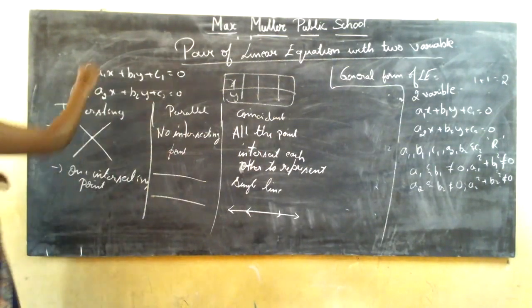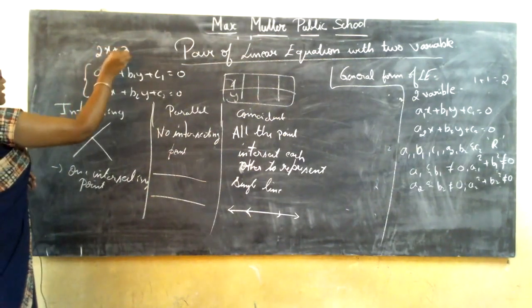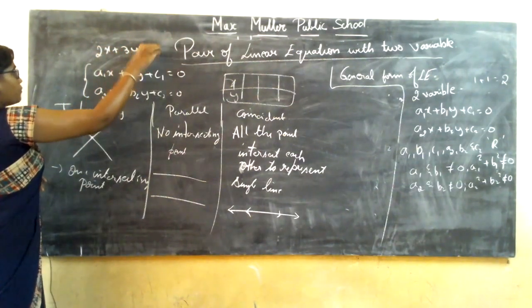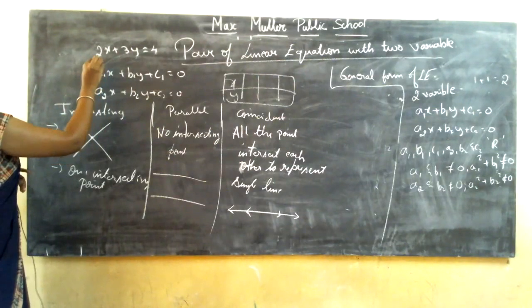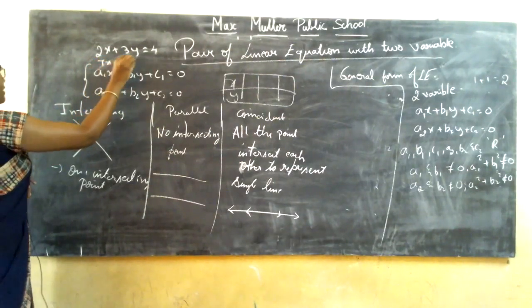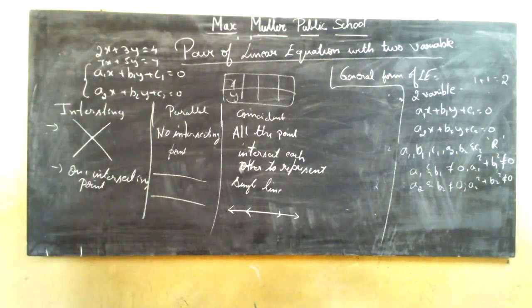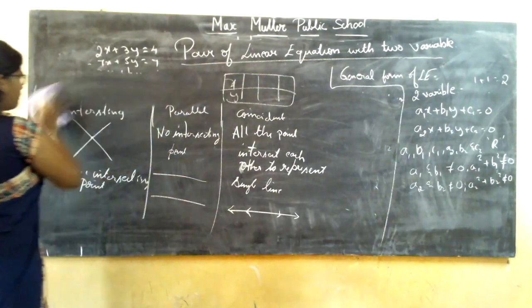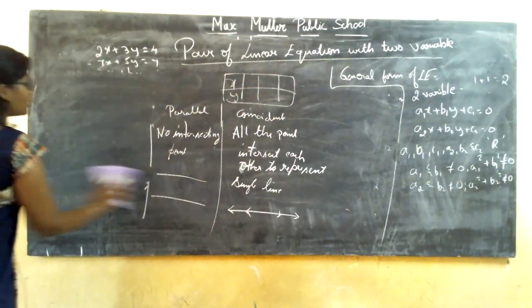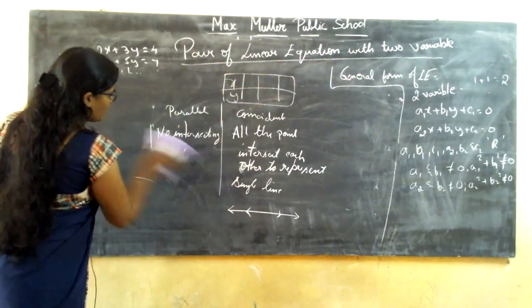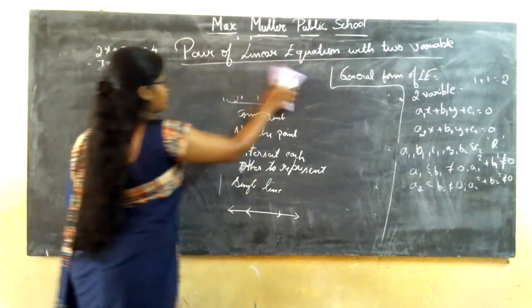Looking at the general equation, you will be telling. If they had given you the numbers, that is 2x plus 3y is equal to 4, and 7x plus 5y is equal to 7, then how are you going to say whether it is intersecting lines, parallel lines or coincident lines? For that we have been taught the graphical method. And in the graphical method, what are the conditions? Let us see.